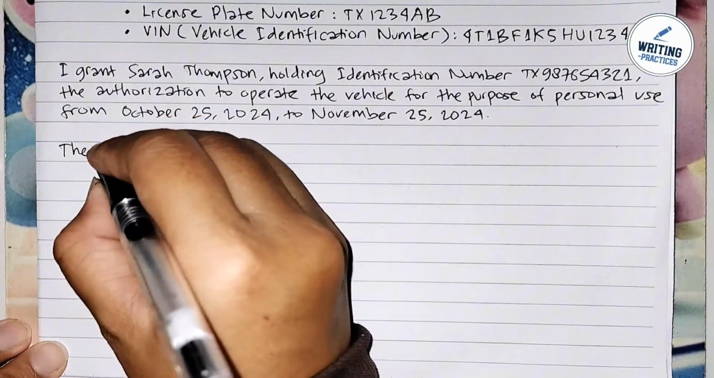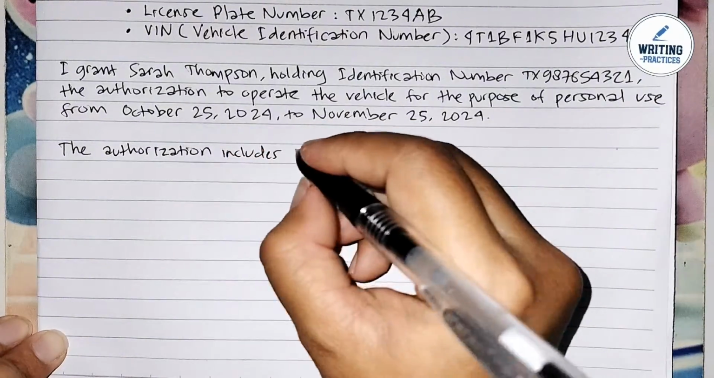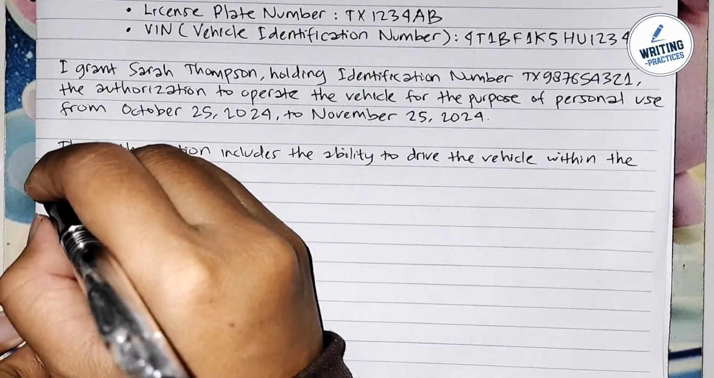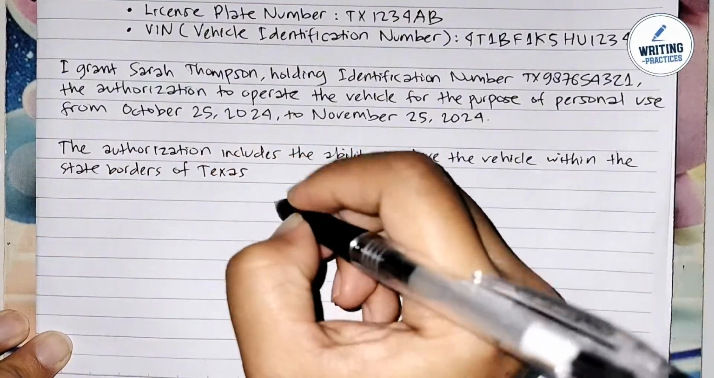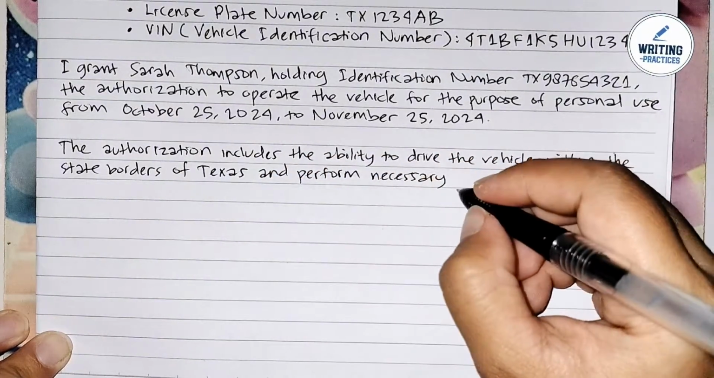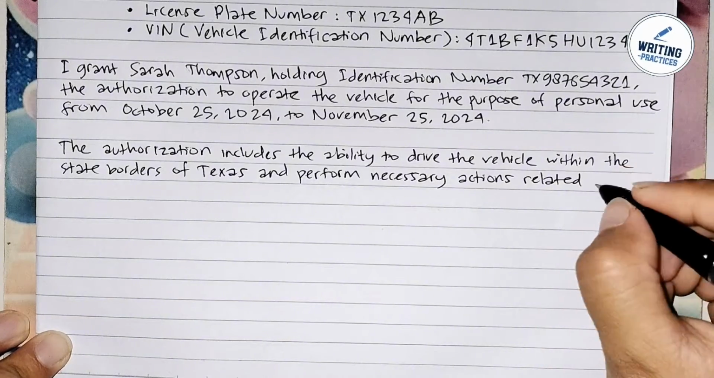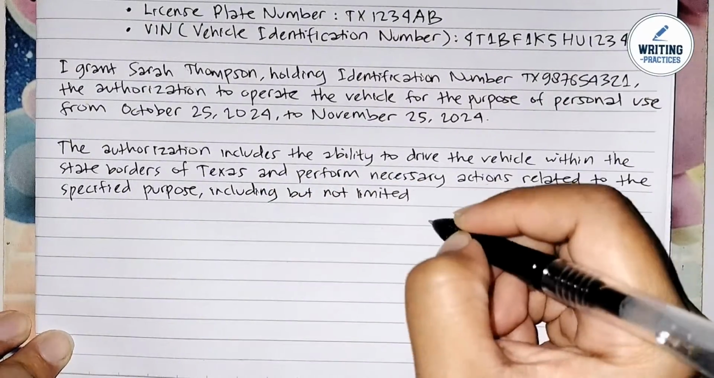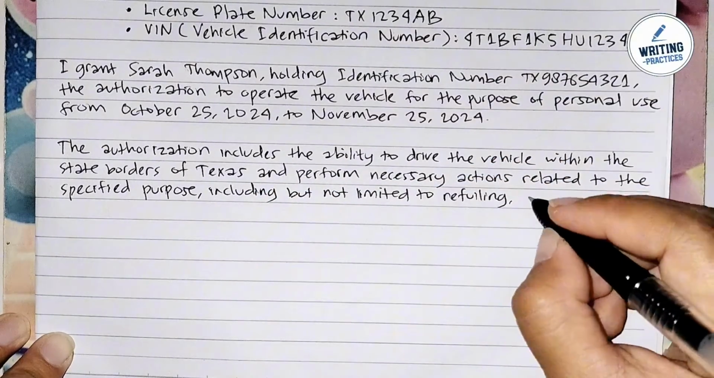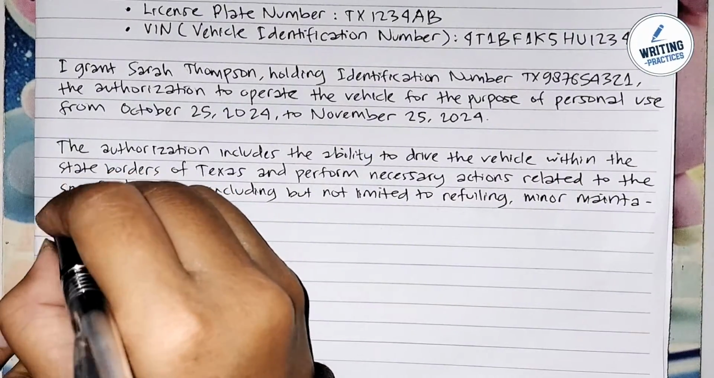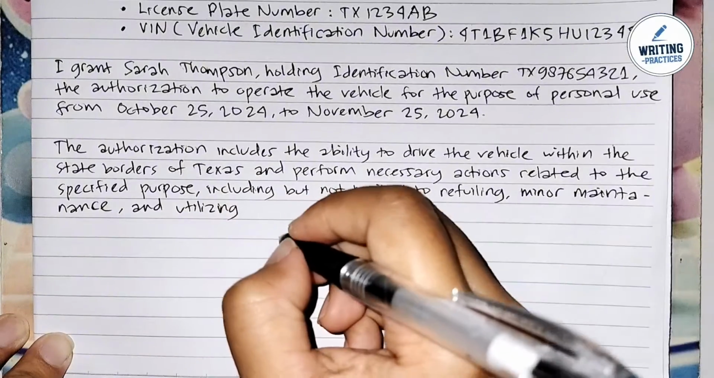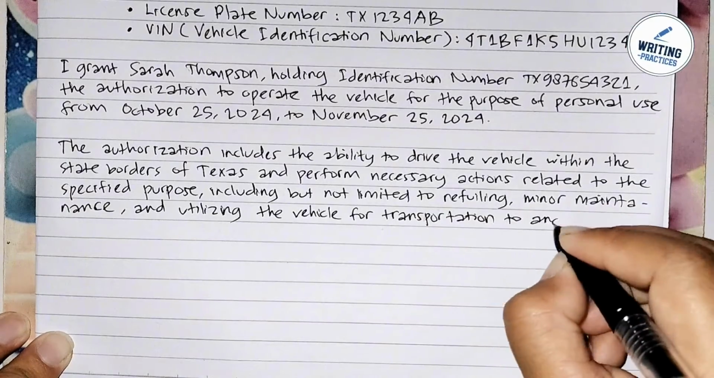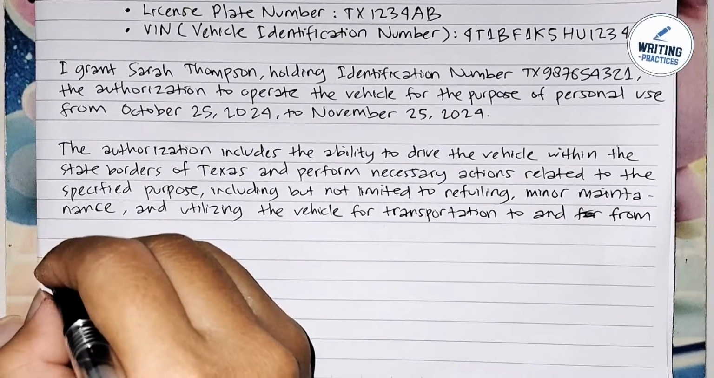In the third paragraph, this is where you talk about scope of usage. It means, the paragraph needs to contain a description of what the authorized person is permitted to do with the vehicle, including any limitations. For example, you can mention the maintenance responsibility. Elaborate the conditions regarding the maintenance and care of the vehicle. In case you have no idea what to write, you may consider to copy this. "This authorization includes the ability to drive the vehicle within the state borders of Texas and perform necessary actions related to the specified purpose, including but not limited to refueling, minor maintenance, and utilizing the vehicle for transportation to and from specified locations."